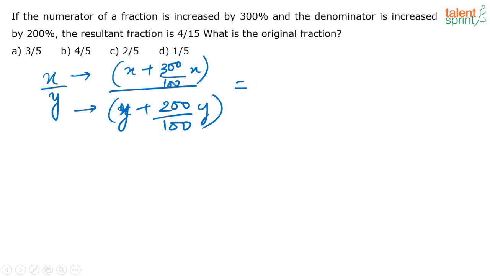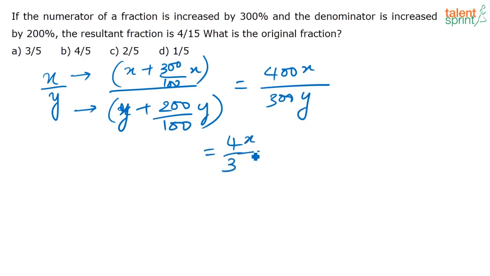If you make the denominator common for all the terms, it will become 100x plus 300x, that is 400x, divided by 100, and this 100 will get cancelled with the other 100. So it will be 400x over 100y plus 200y, that is 300y, correct? And this is equal to 4x by 3y.